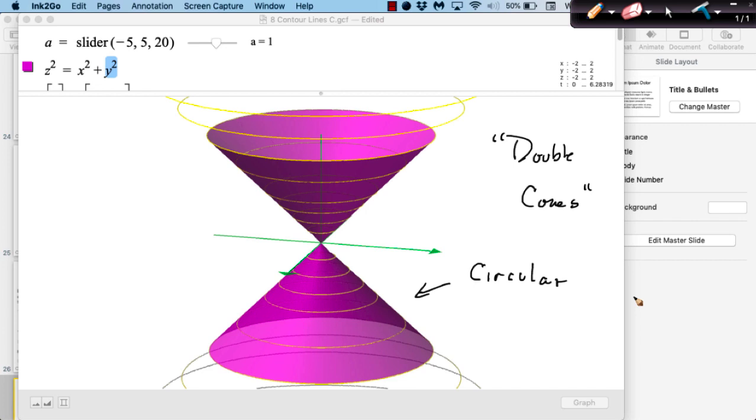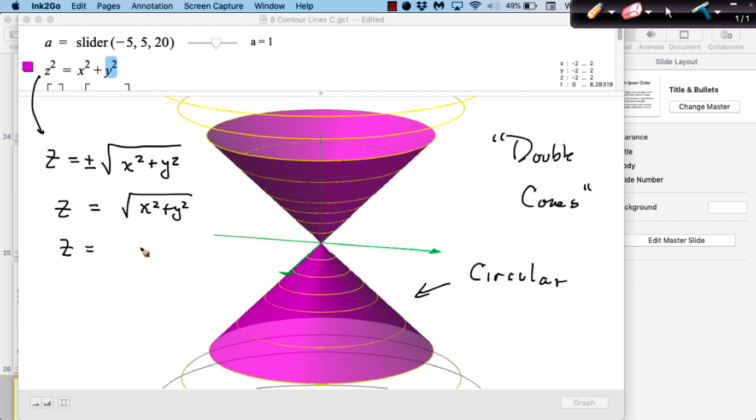So what if I were to take the square root of both sides here? What would I get? Z equals square root of? Is that what I would get? Plus or minus. So what does the plus or minus have to do with anything here? So the plus is for positive z's. So what is that? The single cone that's above the xy plane, right? And then the negative is?